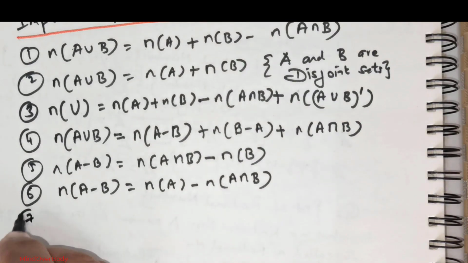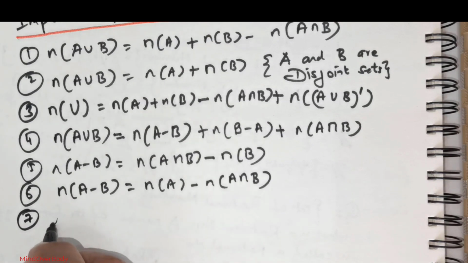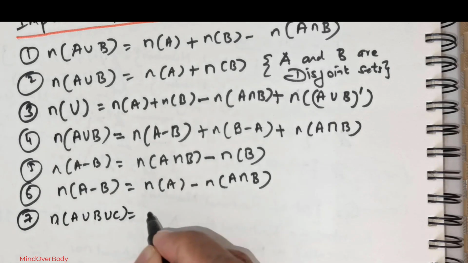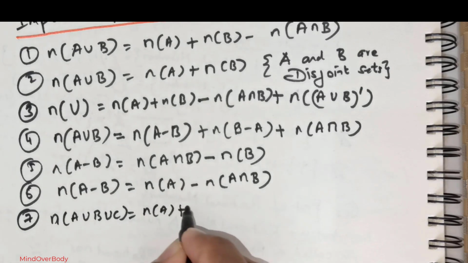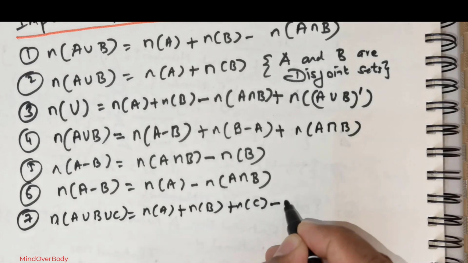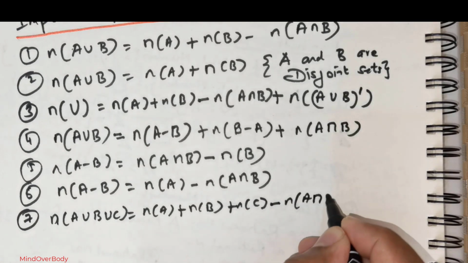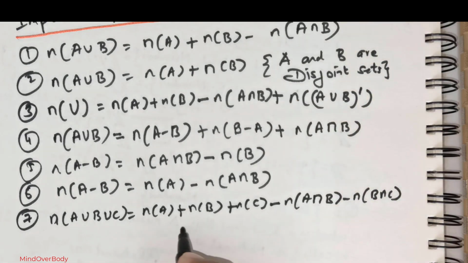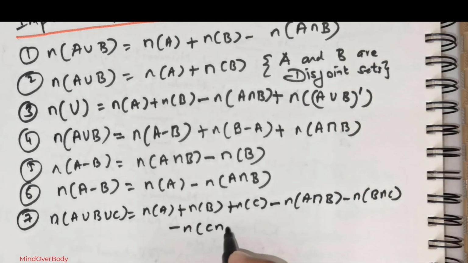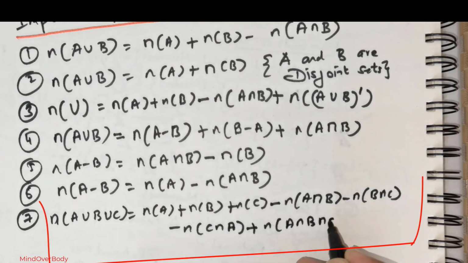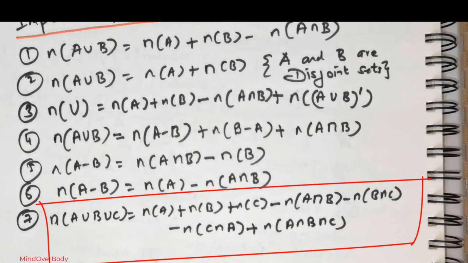Now I will stop with number 7. This is N of A union B union C is equal to N of A plus N of B plus N of C, minus N of A intersecting B, minus N of B intersecting C, minus N of C intersecting A, plus N of A intersecting B intersecting C. This is a very important formula, right?